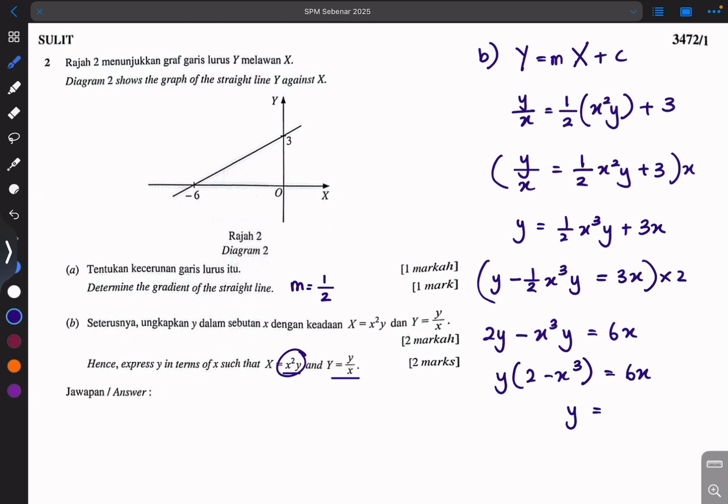Then we make y the subject. So y = 6x over 2 minus x cubed. This will be y in terms of x. Done. That's it.